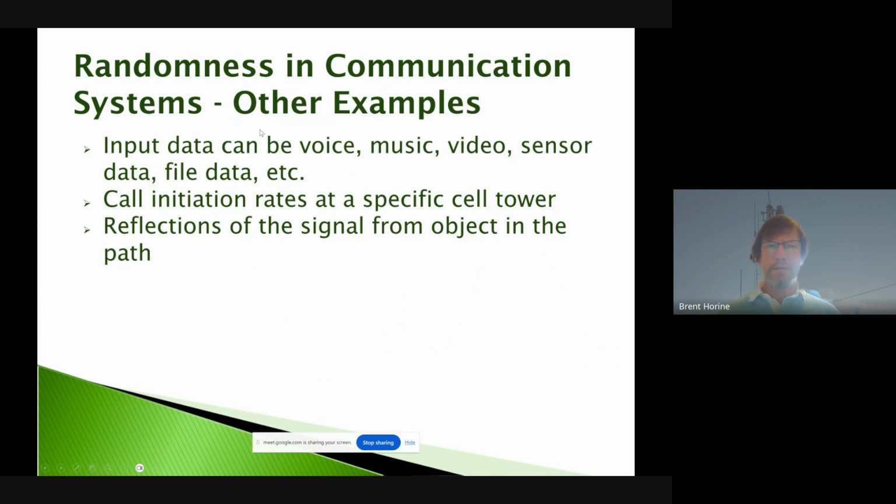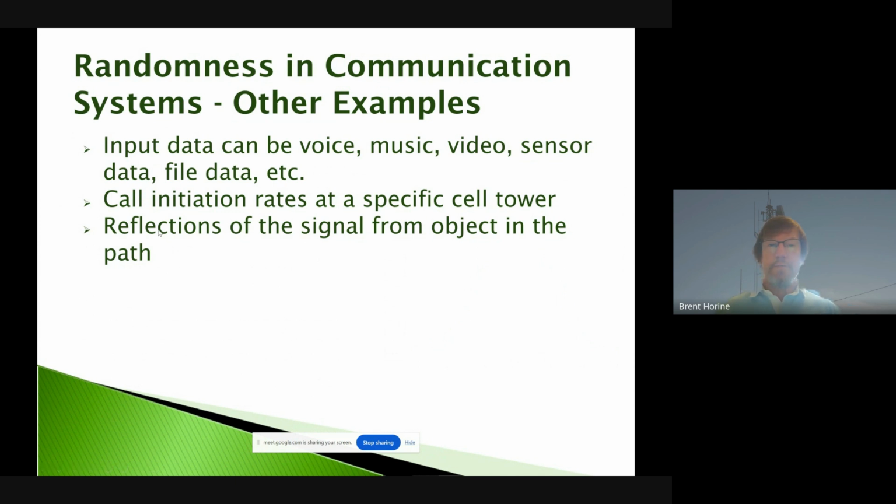There's some other things. The input data can be random. The call initiation rates at a cell tower can be randomized. We don't know how many people will be trying to make a phone call within, let's say, a 1 minute time frame on a specific tower. It's a little higher up in the communication stack, so it's beyond what we'll study in this course, but it's still a random process in communication systems.